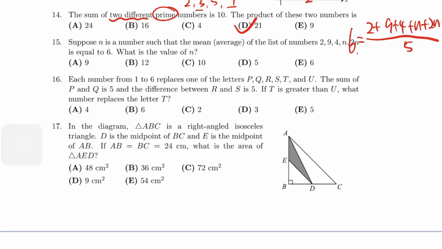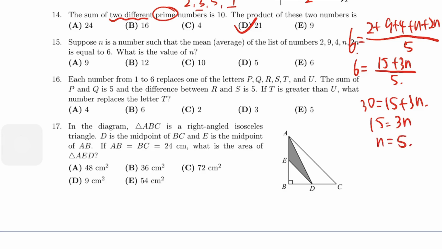So all we need to do is solve this equation. 6 equals 15 plus 3n over 5. We multiply by 5 on both sides, which gives us 30 equals 15 plus 3n. So 15 equals 3n, so n is 5. The value of n is 5.